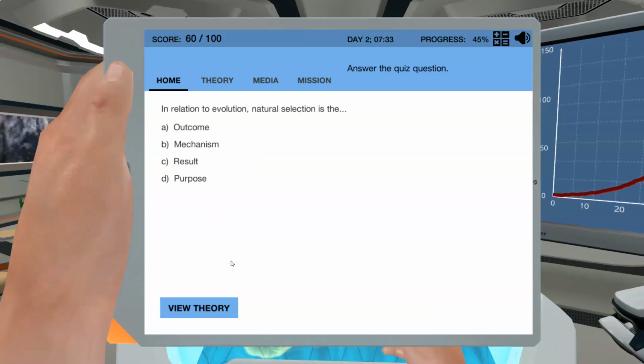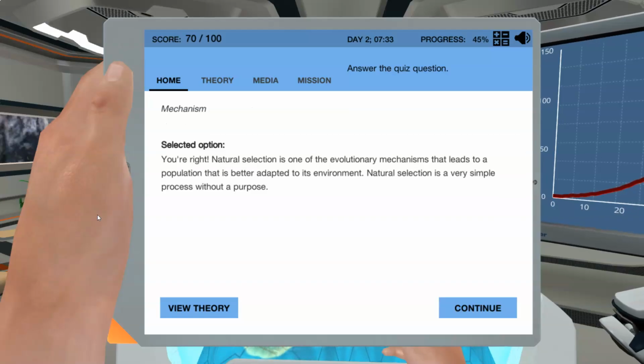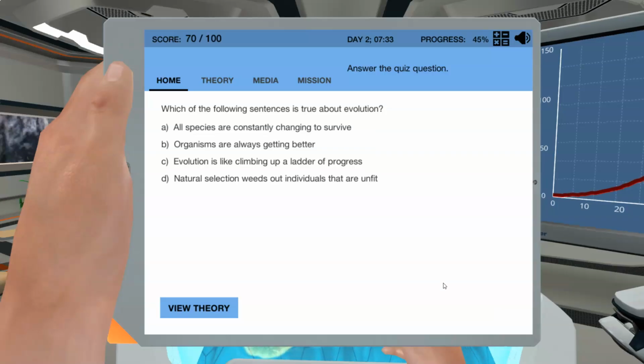In relation to evolution, natural selection is the... You're right. Natural selection is one of the evolutionary mechanisms that leads to a population that is better adapted to its environment. Natural selection is a very simple process without a purpose. Which of the following sentences is true about evolution?